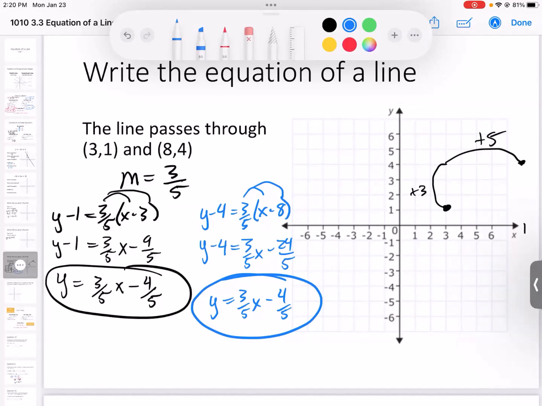But just when you're going through your homework, just notice what they're asked, like what form they want the answer in, because it varies depending on the question. So that's everything I wanted to go over to start with.